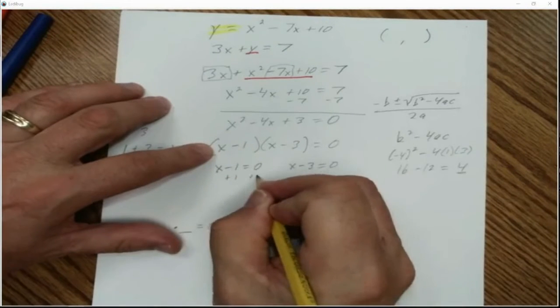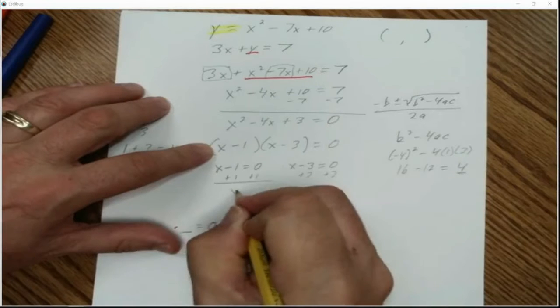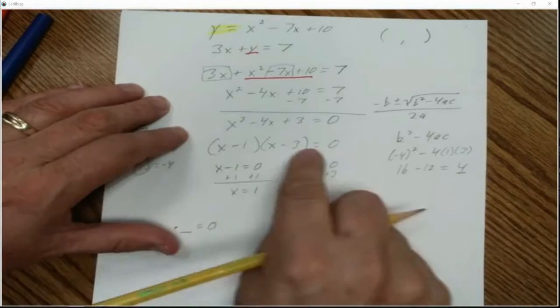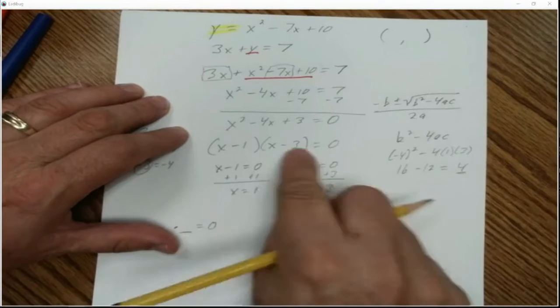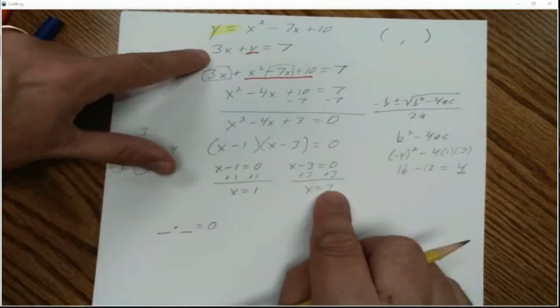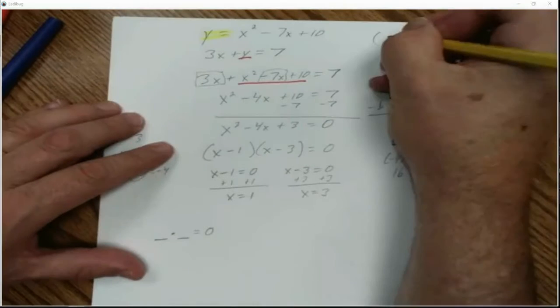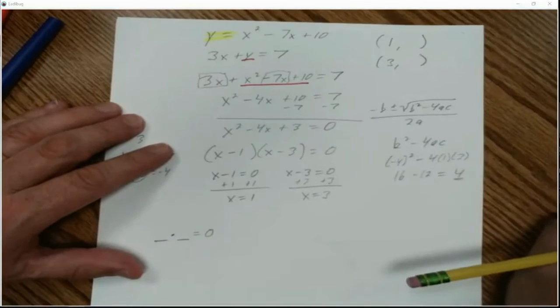So add 1, add 3. So if x equals 1, then this is going to be 0. Or if x equals 3, then this will be 0. So that's two different solutions for this system of equations. One of them was when x is 1, and one of them was when x is 3.